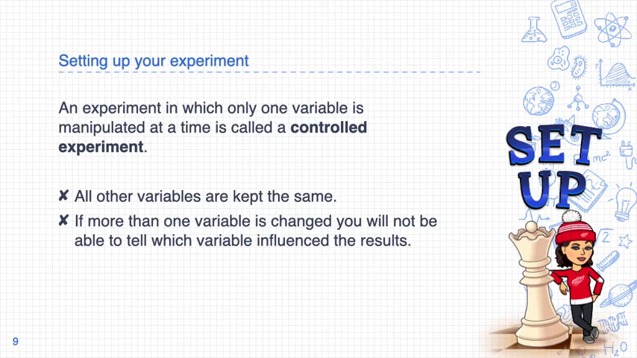For example, if you wanted to see how plants grow without sunlight, you are going to keep the plant the same, the soil the same, the amount of water that you give the plant the same, but you might put one in sunlight and one in a very dark place. So everything else is the same except for the amount of sunlight that that plant is getting.